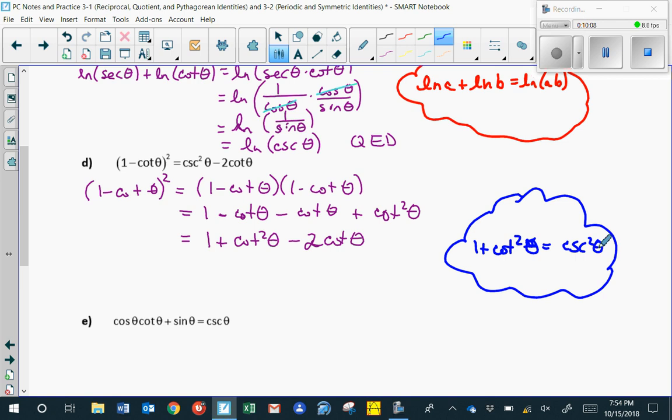That's one of those Pythagorean identities that we can develop from sine squared plus cosine squared is equal to 1 and divide through by sine squared. So we can replace the 1 plus cotangent squared with cosecant squared. Cosecant squared of theta minus 2 times the cotangent of theta. And we've reached the end of our proof because we've just proven that 1 minus cotangent of theta squared is equal to cosecant squared of theta minus 2 cotangent of theta.